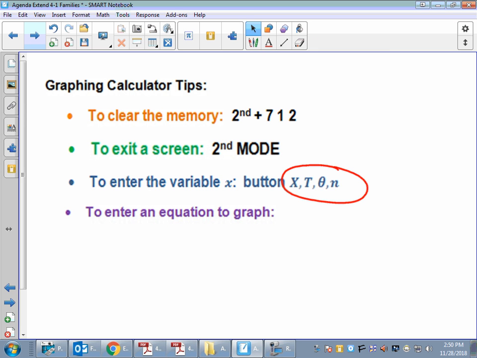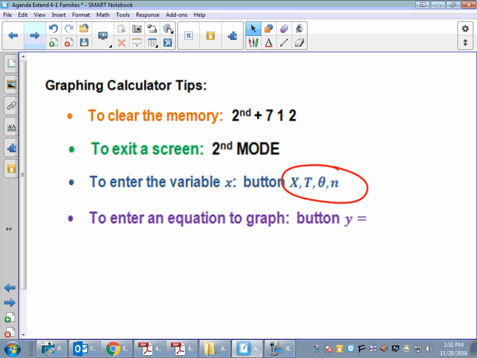And finally, to enter an equation into the graph, there's a y equals button that we can push. Up near the top, top left, I think, you'll see a y equals button, and you'll get an equation. Okay? So not much here.